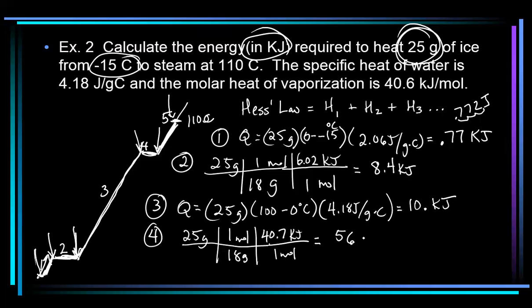56. Finally, we have to get steam, it's 102, and make it even hotter. 110, 110 minus 100. Q equation or train tracks? Q equation. So it's 25. 110 from 100. Specific heat?